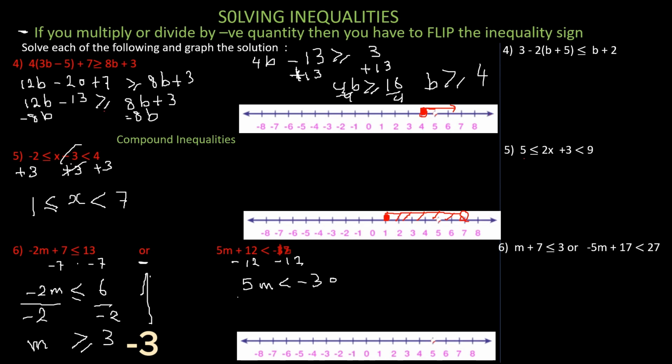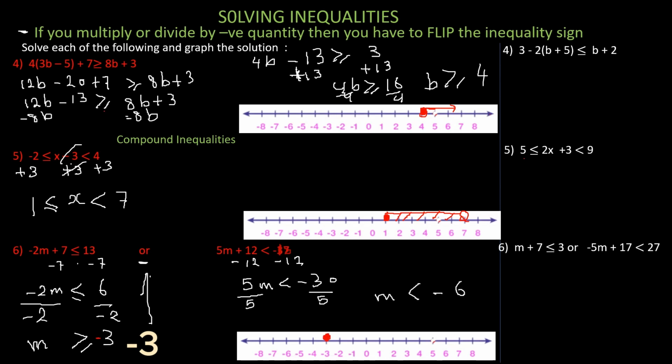Here we will divide by 5. Take care, it's positive, and divide by 5. It will be m less than negative 30 over 5, which is negative 6. Then let's graph the solution. We have to start with m greater than or equal negative 3. It's negative 3 because 6 over negative 2 equals negative 3. Then we will go at negative 3 and close the circle at negative 3.